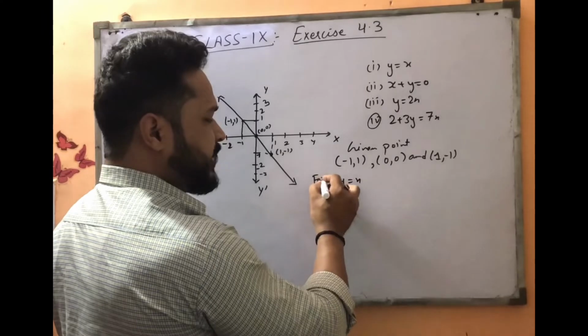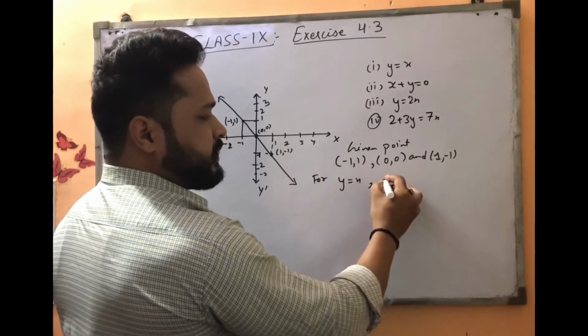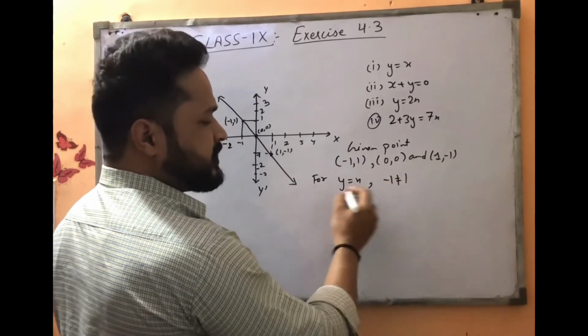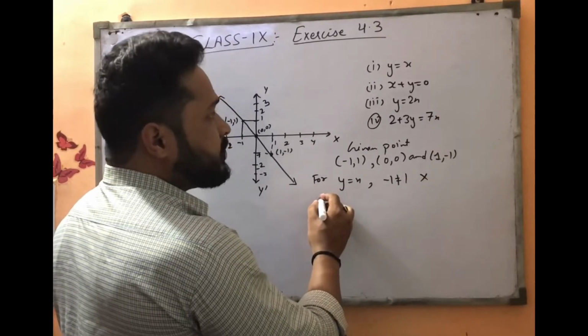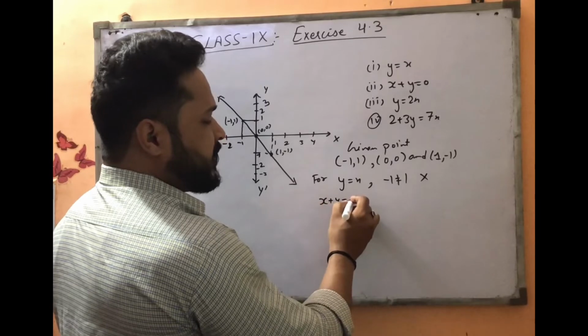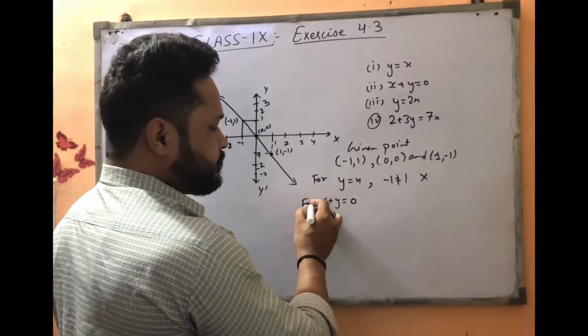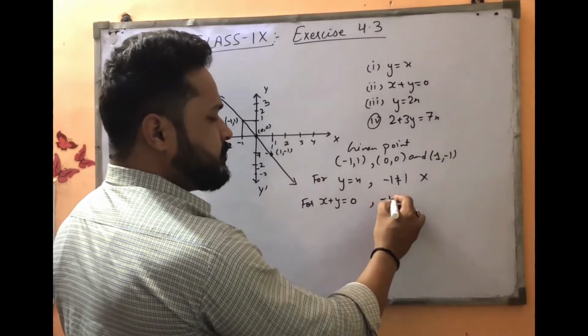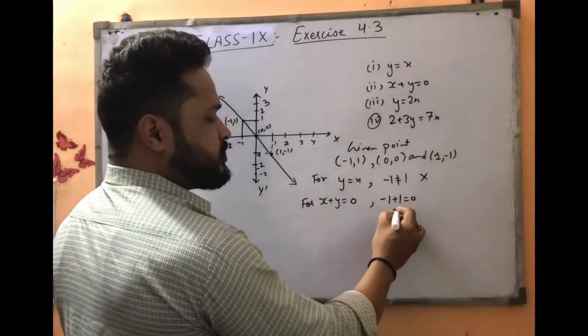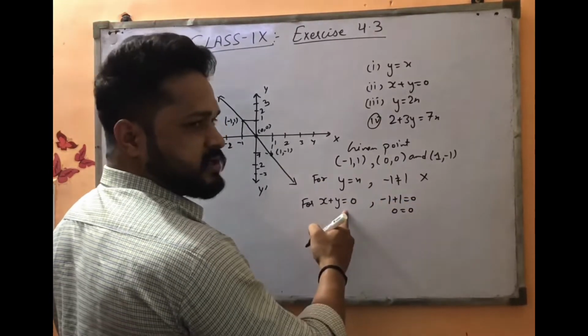For y equals x, for the first point this is -1 equals 1, not, that means it is not the correct option. The second one is x plus y equals 0. So we can check for -1, 1, that is -1 plus 1 equals 0, that means 0 equals 0. The first point satisfies the equation.